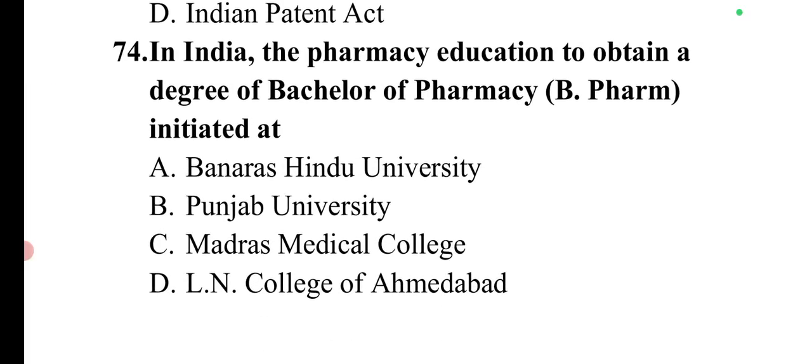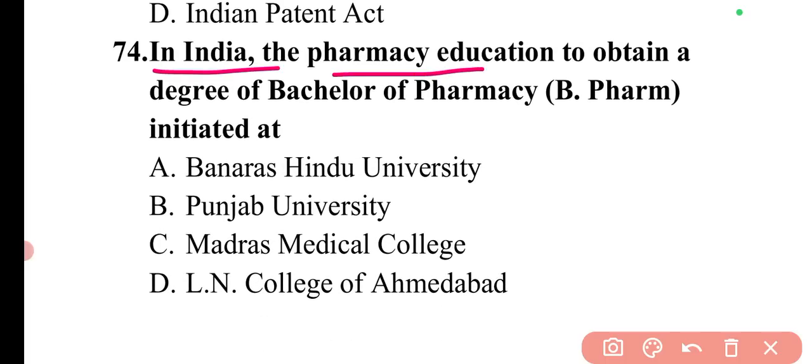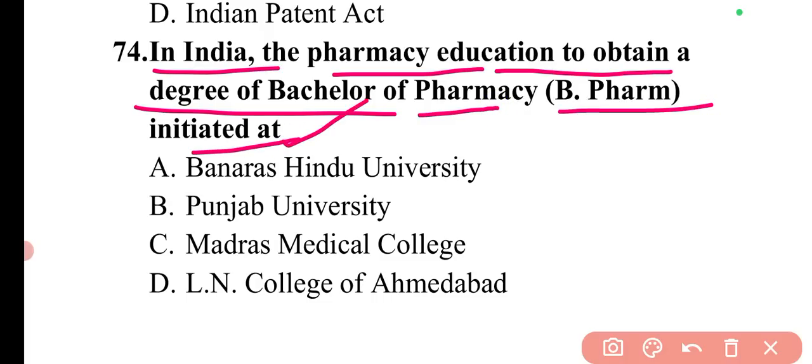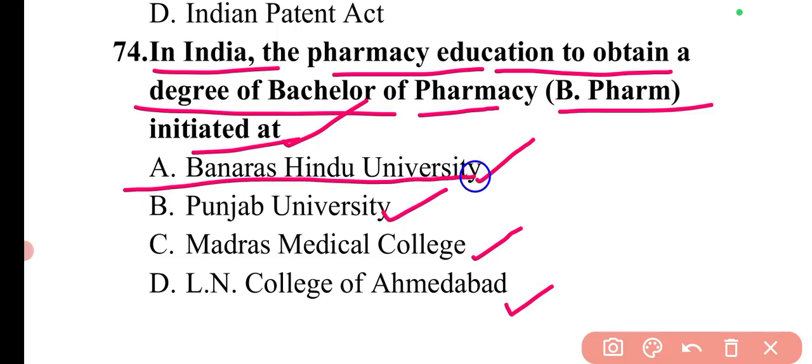Next question is, in India, the pharmacy education to obtain a degree of Bachelor of Pharmacy, B.Pharm, initiated at, options are Banaras Hindu University, Punjab University, Madras Medical College, Allen College of Ahmedabad. And the correct answer will be option number A, Banaras Hindu University.